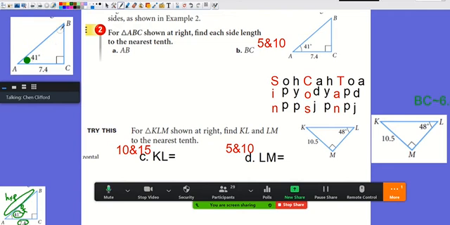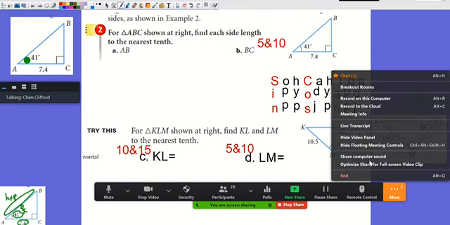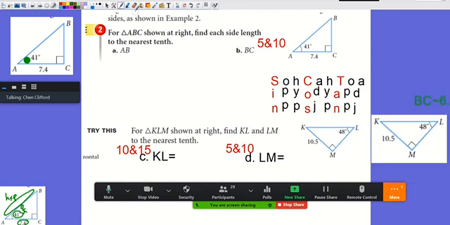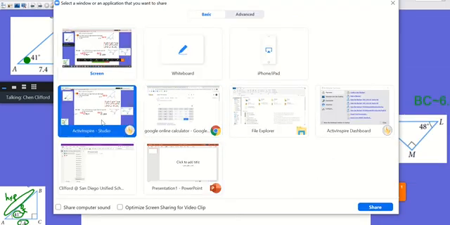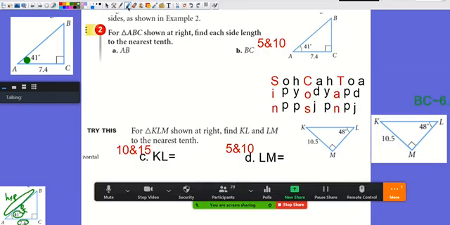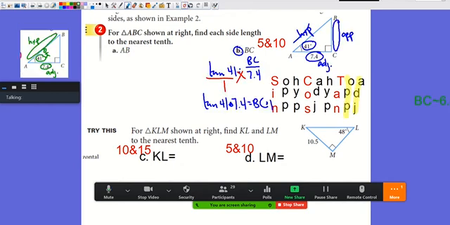If the 41 was placed right here, then put the green dot here. Now it's asking for ABC shown at the right, I put it on the left. It's the same exact triangle. Find each side length to the nearest tenth. So now it's asking for side AB. It's asking for this green highlight.